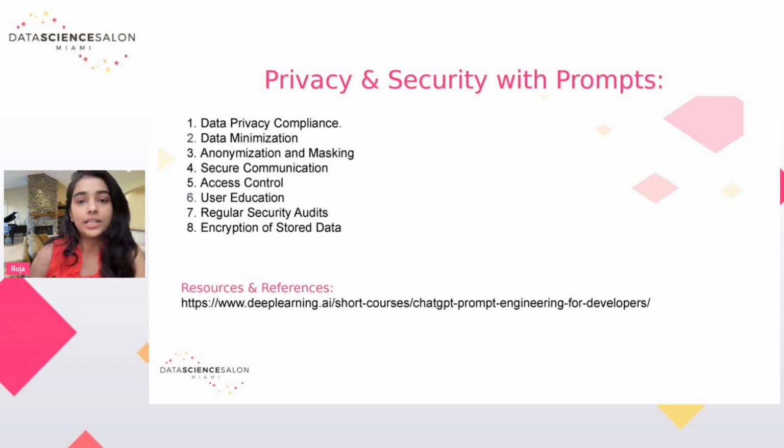And the other important thing to consider here is user education. If your AI system is used by others, educate users on the importance of privacy and security when they are formulating prompts. It's important to educate them, and also encourage them to avoid sharing any sensitive information within the prompts. And the other important thing is encryption of your stored data. If you store your prompts or any generated responses, encrypt the data to protect it from any unauthorized access.